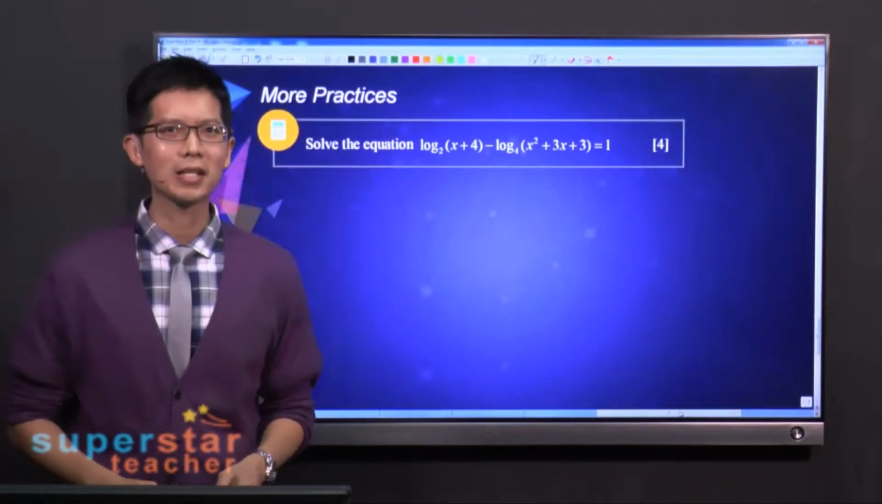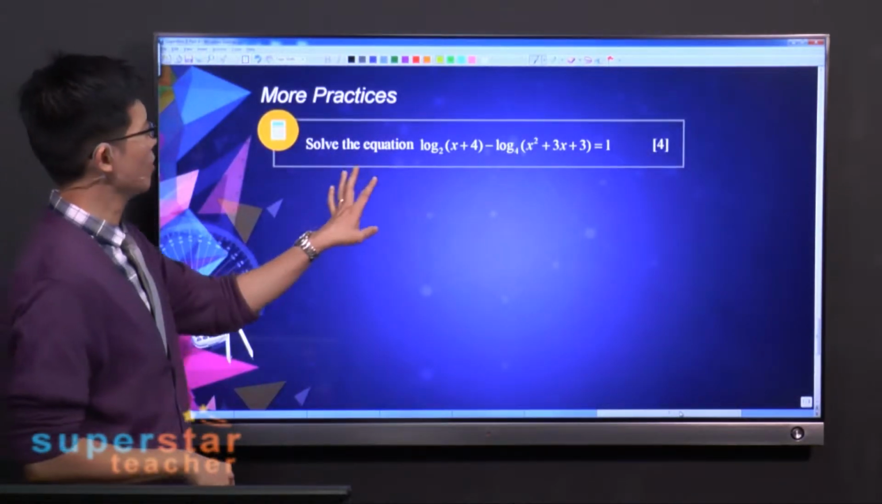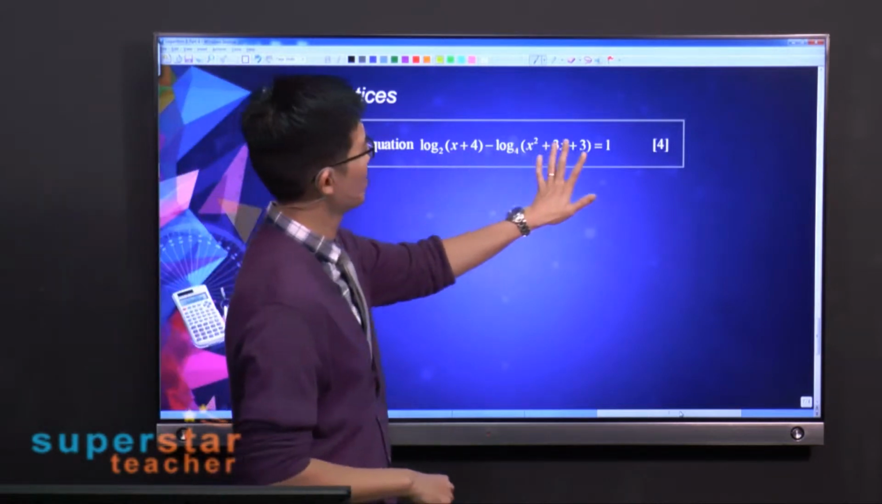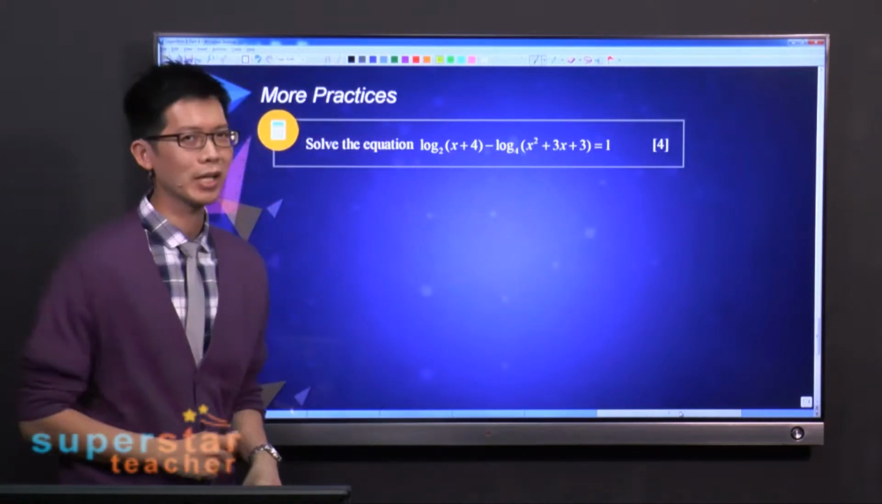Hi students, let's take a look at one more practice. Solve the equation. Okay, so this is a log equation again.